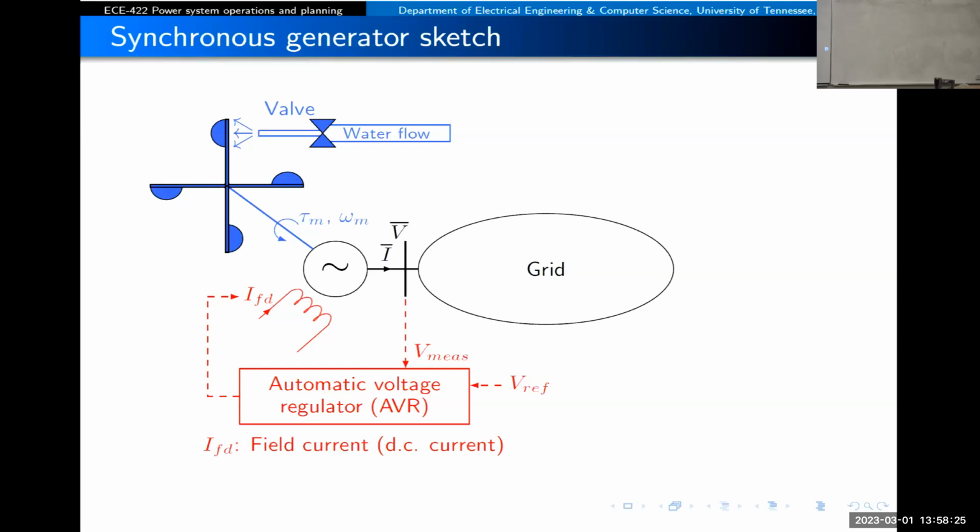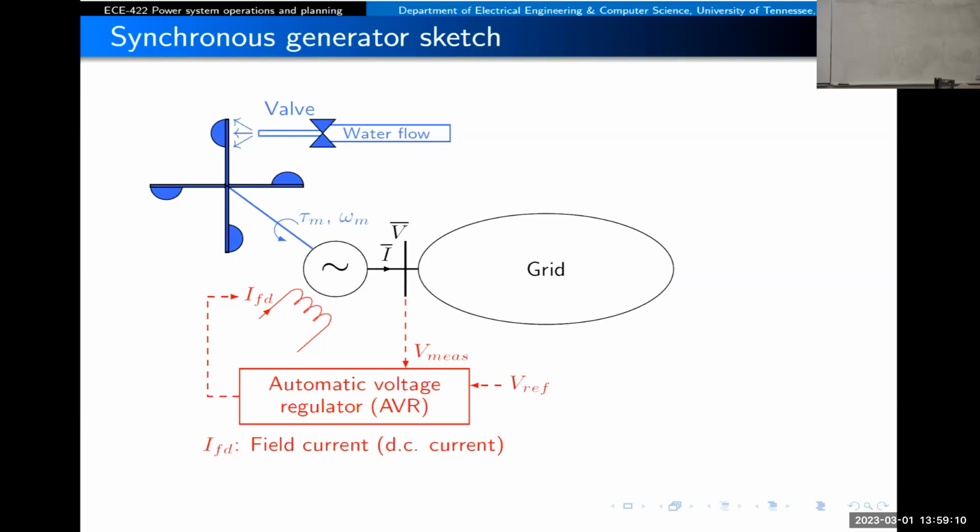So if you want to have more torque in the shaft, what you need to do is come to the valve and open the valve more, so you have more water flowing, and therefore more torque. Depending on the size of the machine, sometimes we would like to just control the mechanical torque. The mechanical torque will be related to the power, how much power you generate from this machine. So we might have some control system here that can change the position of the valve to achieve that active power generated.